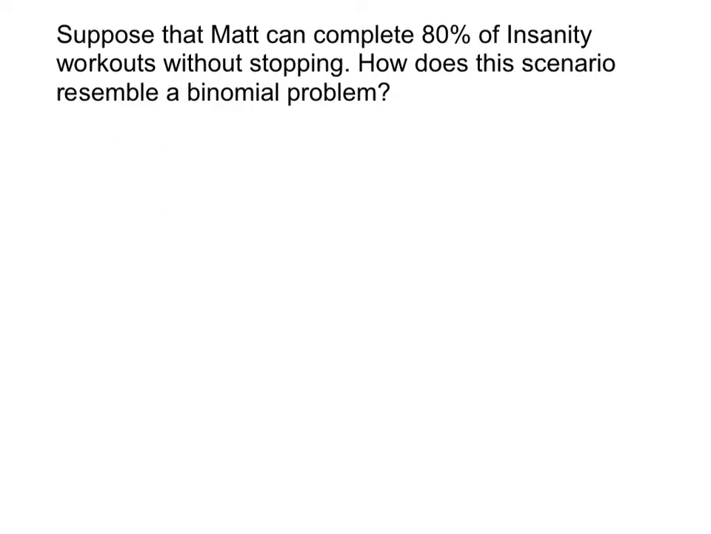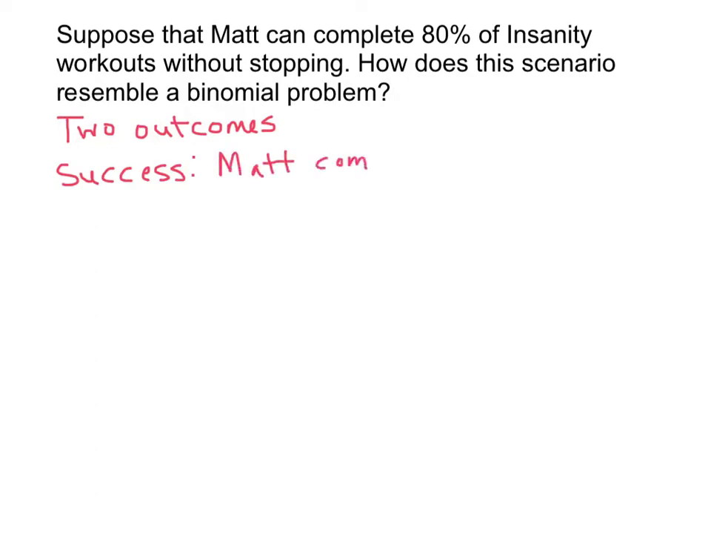The main thing about a binomial problem is that there are two outcomes. So, binomial means two outcomes. One of the outcomes we call success. And in this case, the event success would be Matt completing the workout without stopping.